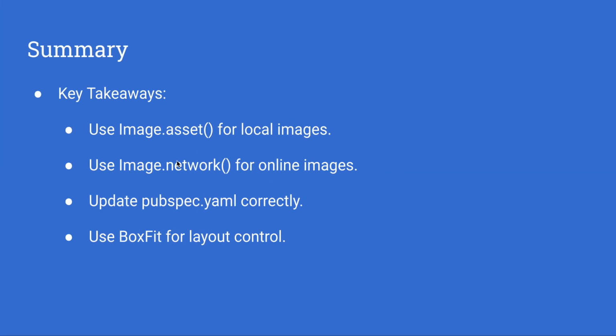So what is the summary? Use Image.asset for local images and Image.network for online images, and update the pubspec.yaml file correctly to avoid errors with the assets image. And the BoxFit property we use for layout control.